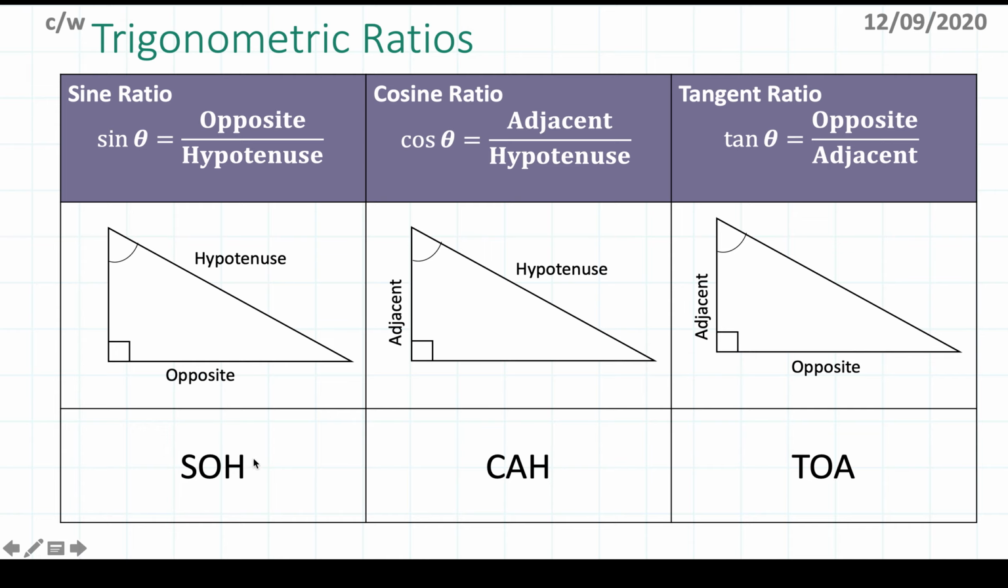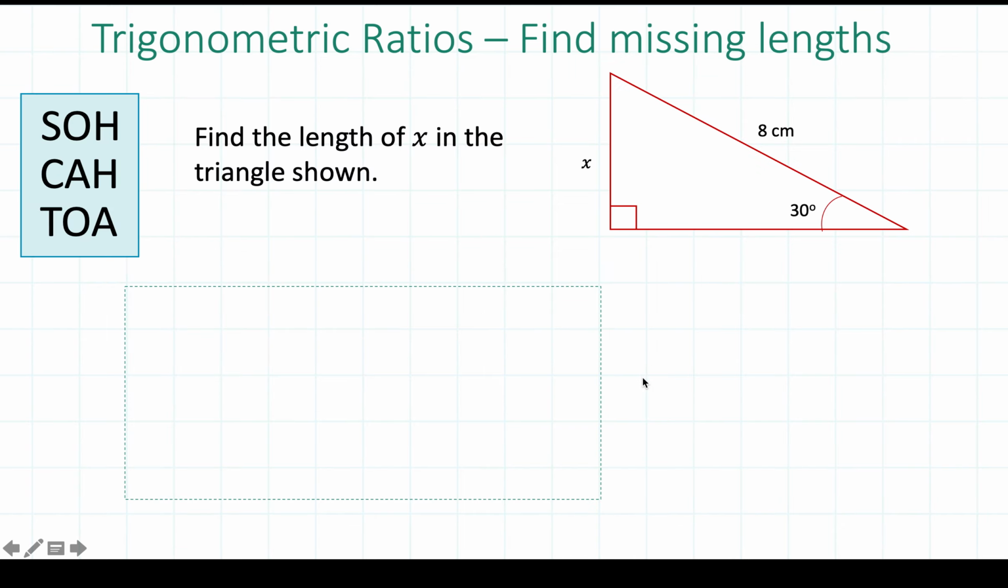An acronym to use to memorize all of these is SOH-CAH-TOA, and remember it's going to be sine equals opposite divided by hypotenuse, cos is equal to adjacent divided by hypotenuse, and tan is equal to opposite divided by adjacent. So you just need to remember how the ratios work.